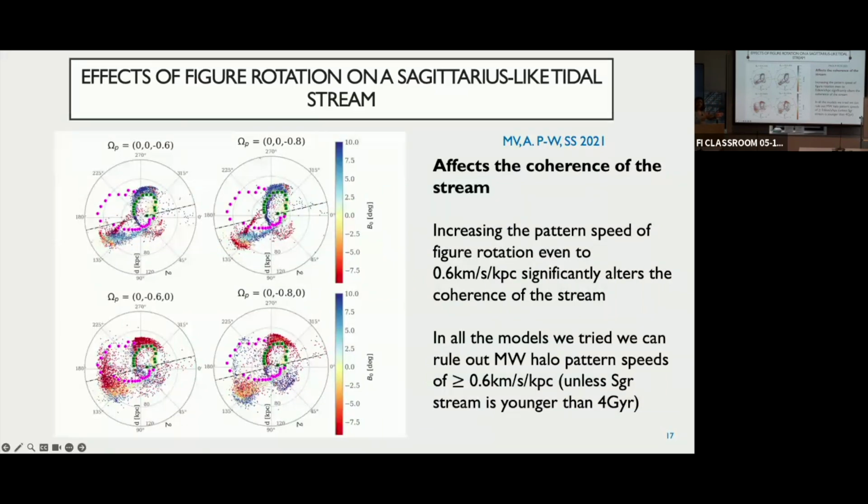If you had figure rotation in the Milky Way, which is twice that, you already mess up the Sagittarius stream much more. There is much less coherence in the Sagittarius stream than you actually observe. So we don't know what the value is, but we know it's not at the tail end of it. It might be zero, but at least we can set an upper limit on how much figure rotation there could be in the halo.